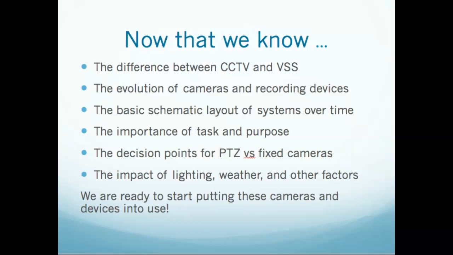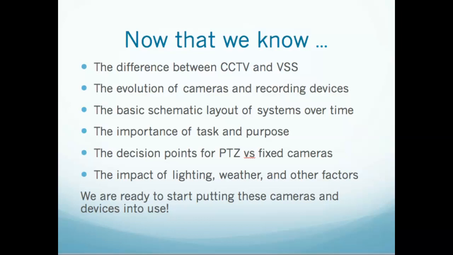We talked about the evolution of cameras and recording devices. We talked about the original old film in the camera, the silver-coated film. We talked about VCRs and then the multiplexer, which allowed VCRs to record more than one camera on one loop of film. We talked about the basic schematics and layouts of systems over time. We had the cameras with the film in them. We had the cameras with one VCR per camera. We had the VCR with a multiplexer in the camera. And then we went eventually to onboard recording.